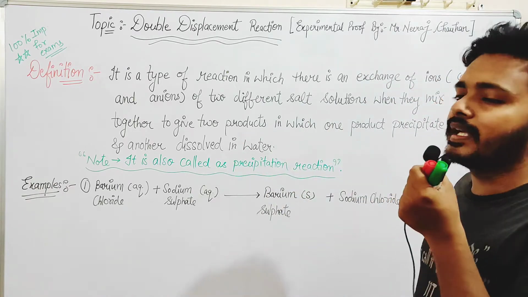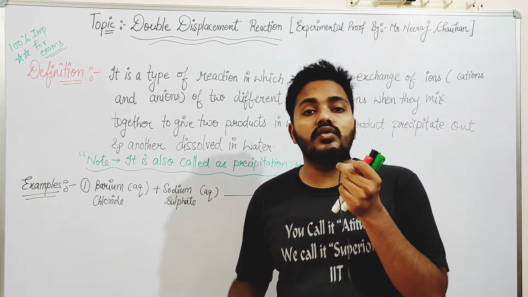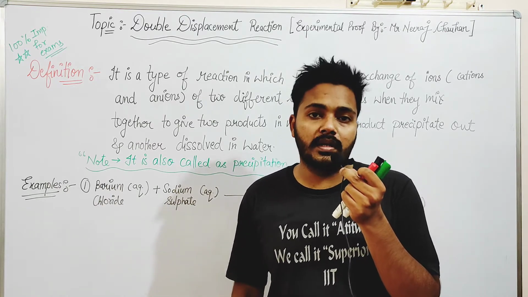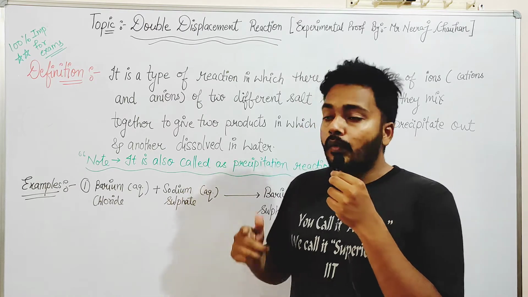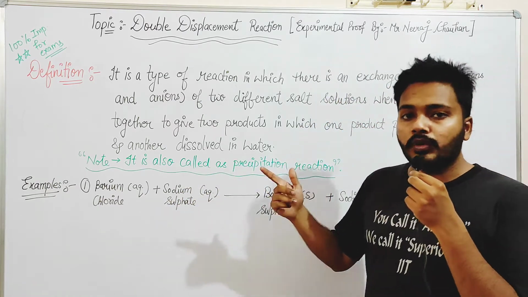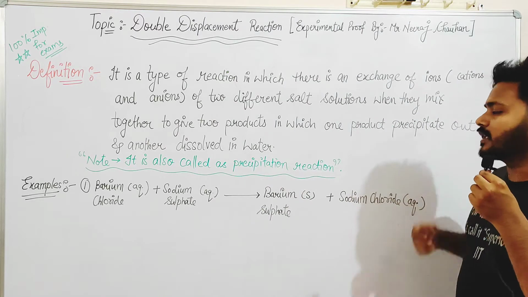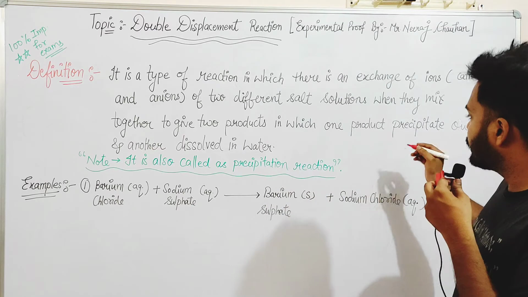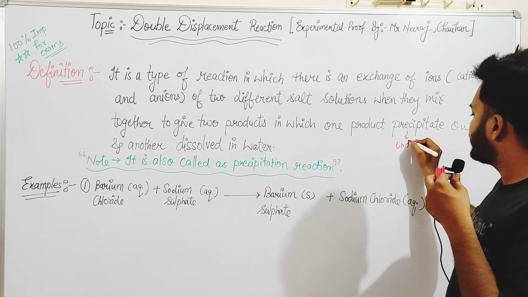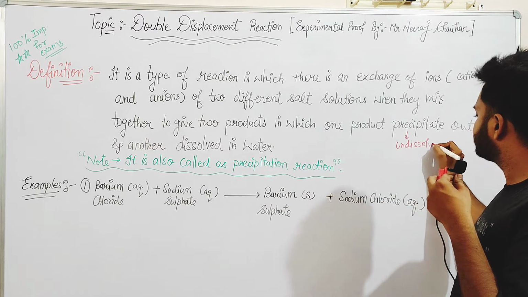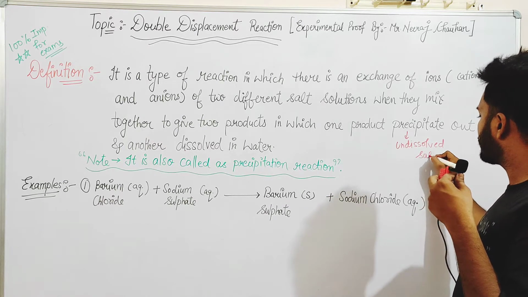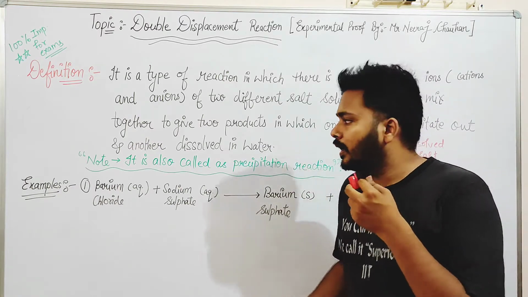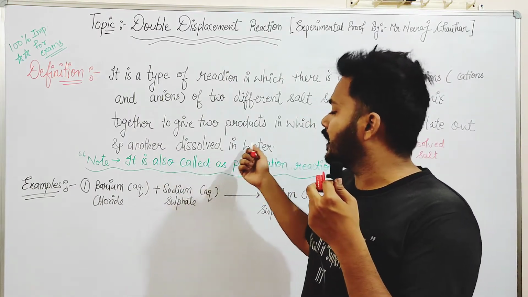It is a type of reaction in which there is an exchange of ions, cations and anions of two different salt solutions when we mix them together. They form two products, and out of the two products, one product is precipitated out. The word precipitation here means formation of undissolved salt. It will settle down at the bottom of the jar. The second product will be dissolved in water.